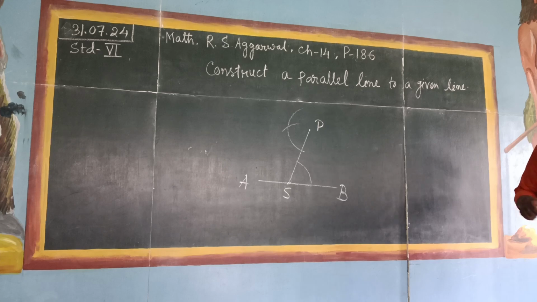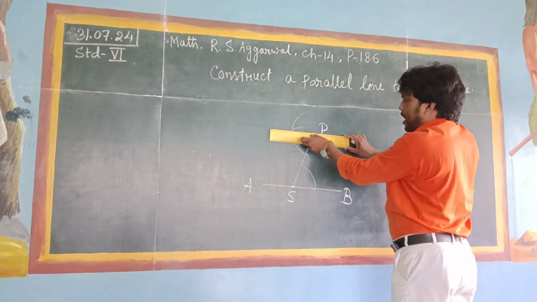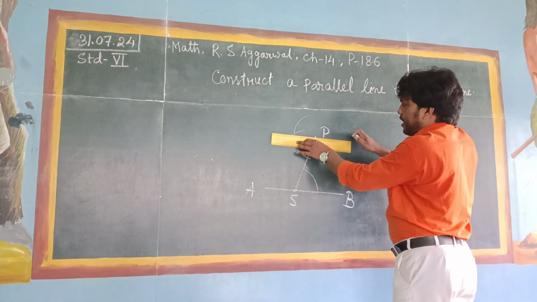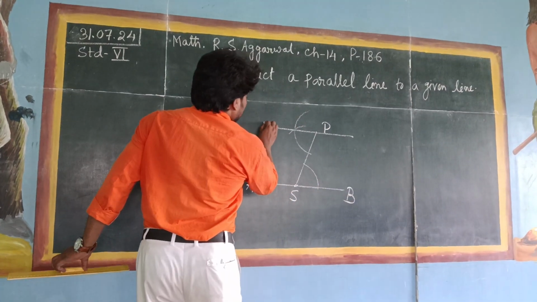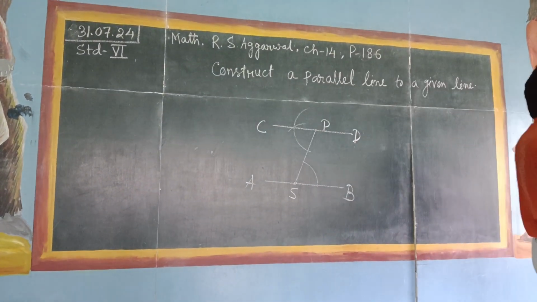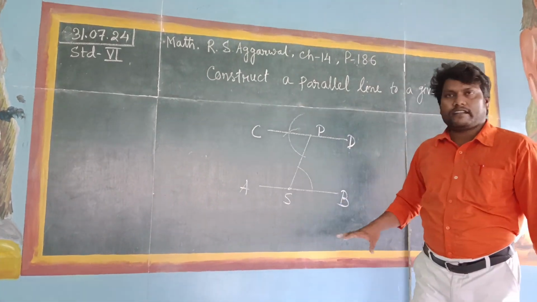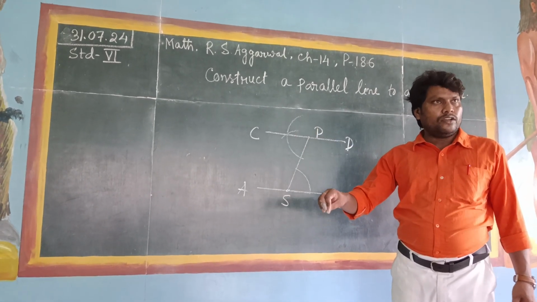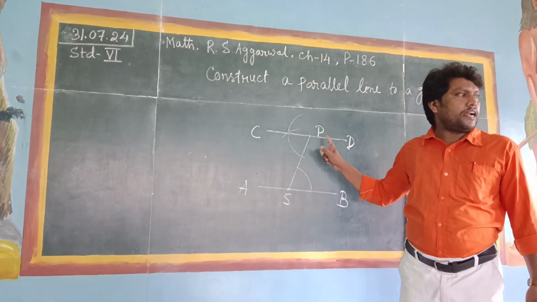Okay, next, what is the next step? We will have to join the intersection of the two arcs and the point P. Now make a line. Suppose it is CD. So this is the process. Now I am recapping again how to construct a parallel line to a given line through a point that is outside the line.